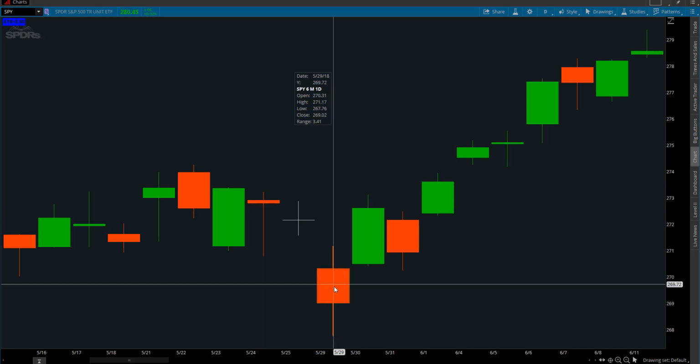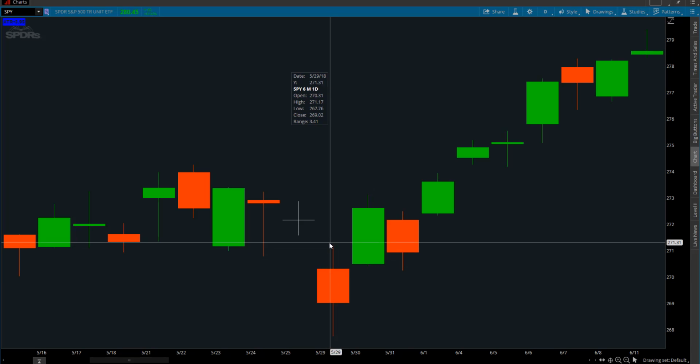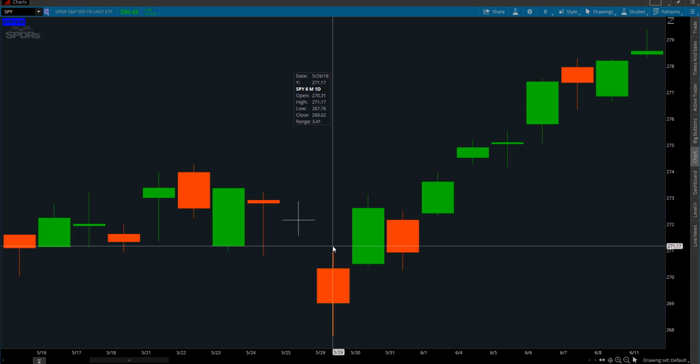Now, the open price is wherever it opens the day at. So it was at 270.31. Now, you'll notice on the very far right as well, it says 270.31. So the top of a red box is where it opened. Now, the high point is the tail of the candlestick, so it reached the highest point right here.